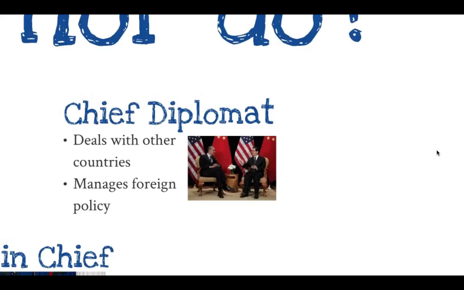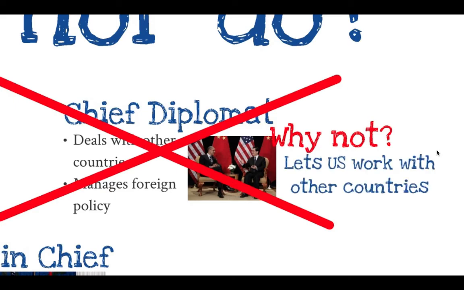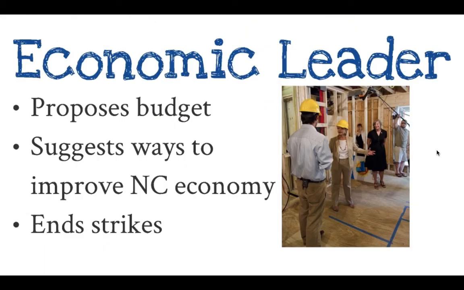So the governor does not play chief diplomat because they let the United States work with other countries. So there is no chief diplomat role for the governor. The governor also plays economic leader, just like the president. They do it very similar. Propose a budget, suggest ways to improve the North Carolina economy, and end strikes, just like the president does on the national level.